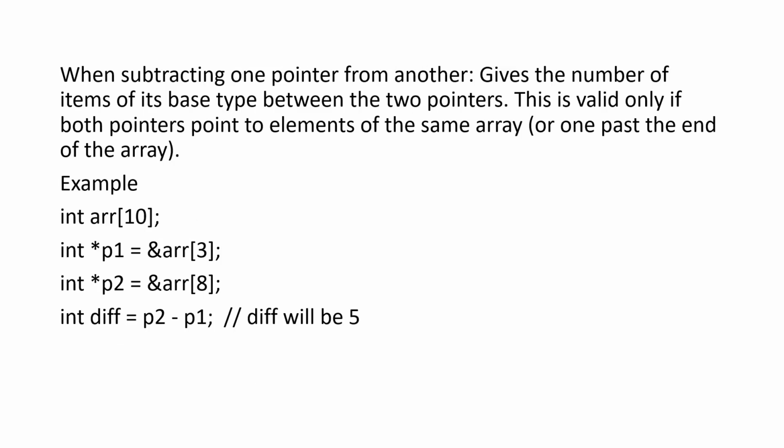When subtracting one pointer from another, it gives the number of items of the base type between the two pointers. This is valid only if both pointers point to elements of the same array. Here *p1 points to the address of the fourth element, and *p2 points to the address of the ninth element. p2 - p1, the difference will be 5.